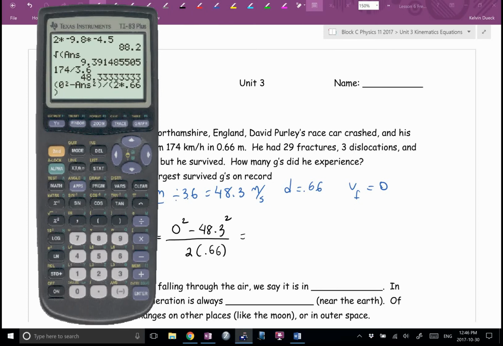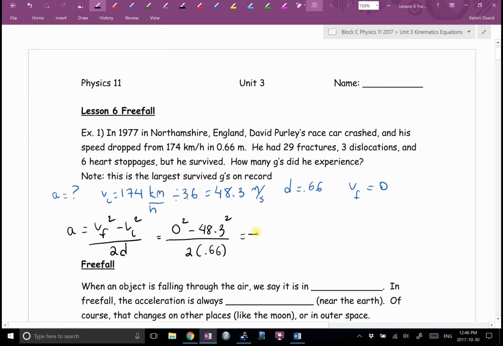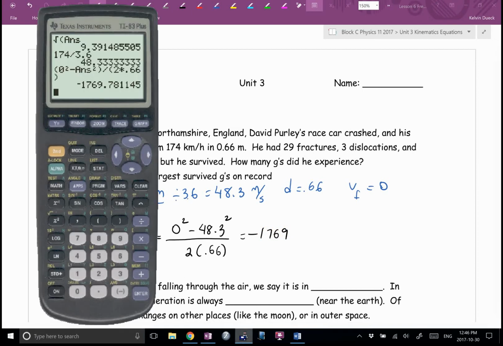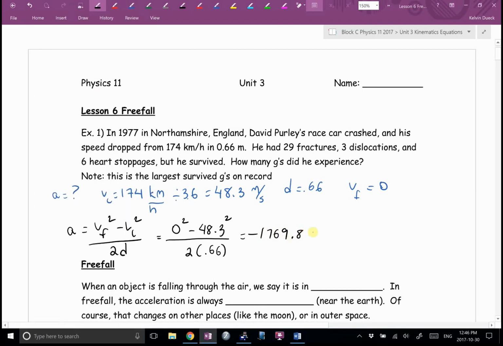First of all, when this race car driver hit the wall, did he speed up or slow down? So am I expecting a positive acceleration or a negative acceleration? I get a negative, so that doesn't freak me out. Okay, that's negative 1,769.8 meters per second squared. That's in meters per second squared.